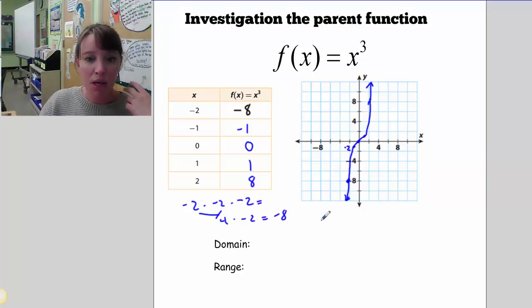Okay. The domain for this function is all real numbers. It's defined for all real numbers, and the range is all real numbers too. Unlike the quadratic function, which only gets you positive numbers, the range for the cubic function is all real numbers.